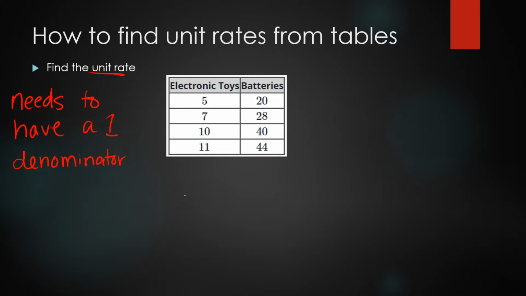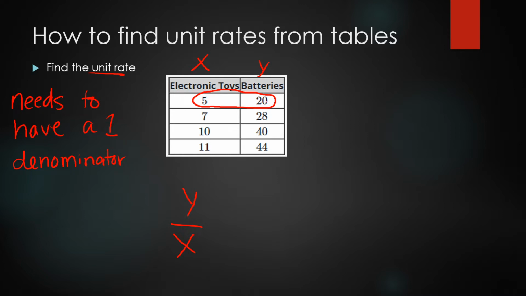Well, remember that unit rates can be formed using the form y over x. This is the ratio that we are going to use to write our unit rate. And when you're looking at a table, the first column is always going to be x, and the second column is always going to be y. So the first column with the electronic toys will always be x. The second column here is represented with batteries. That is always going to be your y. From here, let's pick a pair. So I'm going to pick this first pair up here where I have 5 and 20.